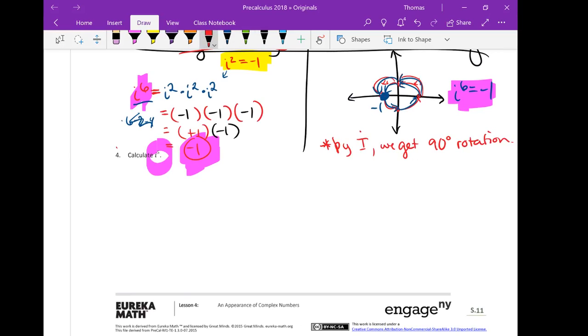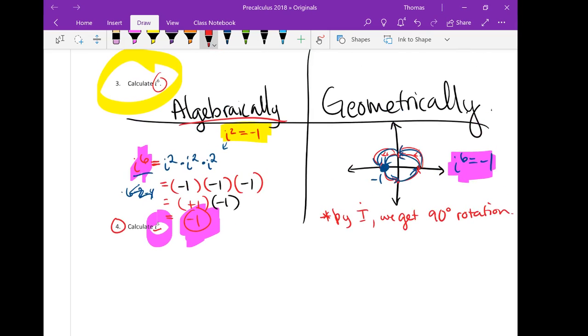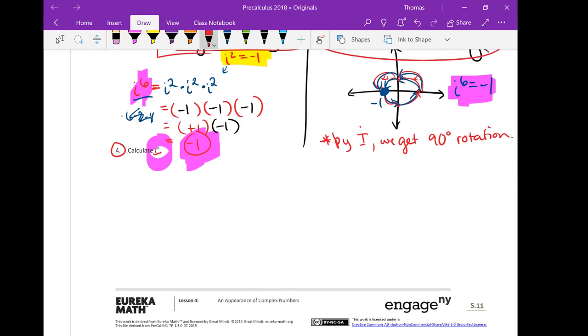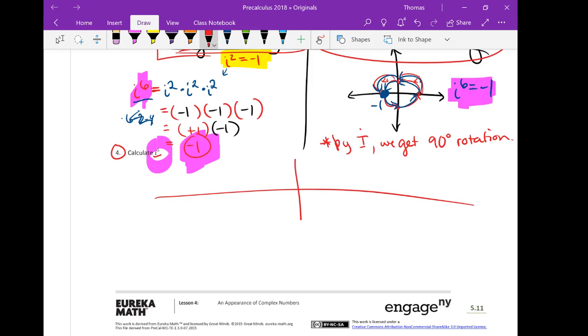We just left off asking you to think about calculating i to the fifth after we talked about i to the sixth, both algebraically, that is on paper with symbols, and then geometrically in a graph, thinking about our rotations. So now let's go ahead and do the same thing. I'm just going to break up our page algebraically, geometrically, and we're going to start algebraically like we did before. So we have i to the fifth.